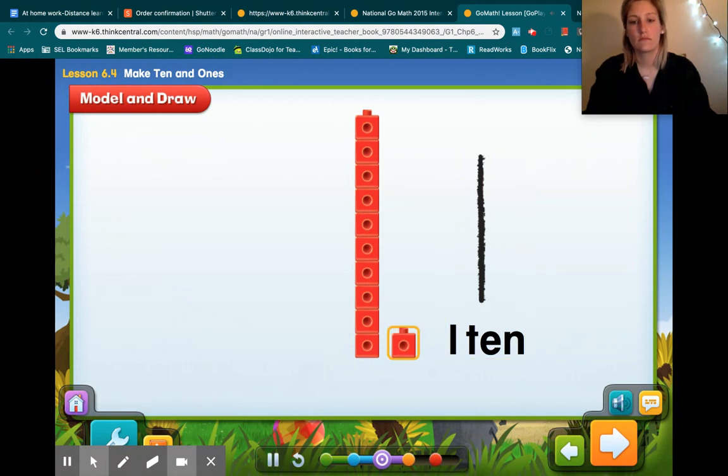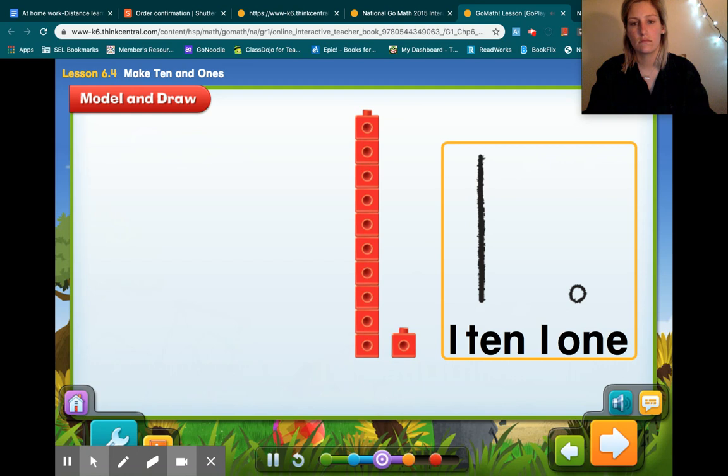What if you had one more cube? This cube gets counted as 1. So here you see 1 ten and 1 one. You can show this in a quick picture by adding a circle to represent 1 one. 10 ones and 1 one is the same as 1 ten and 1 one.